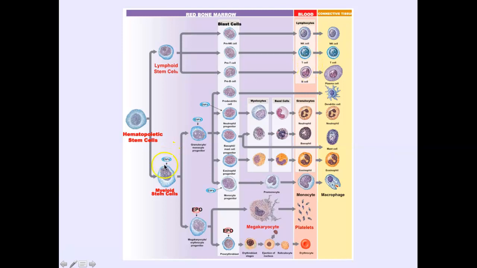The other pathway, which is called the myeloid stem cell pathway, will create the rest of the cells. So we have our neutrophils, basophils, eosinophils, and monocytes. These are all of our white blood cells. Then we have platelets, and then we have erythrocytes. So there are two lineages, lymphoid and myeloid.